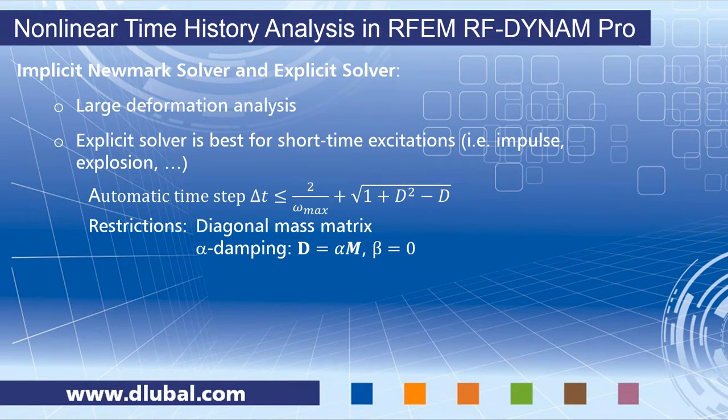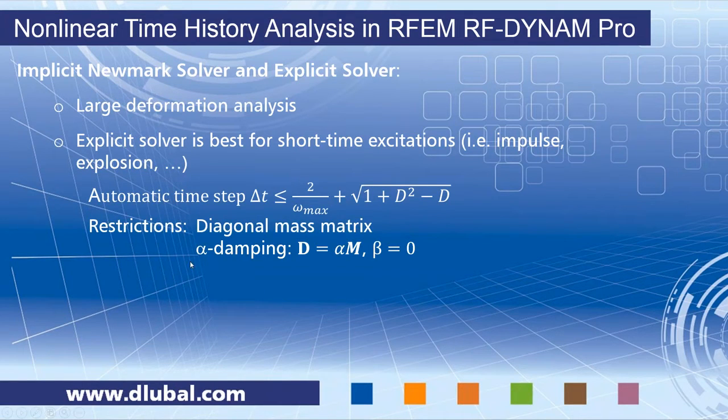This stability limit is determined with the smallest finite element length. Here the formula is provided, but the omega max is not known by RFEM itself, so it is approximated with the smallest finite element length. This is the automatic time step evaluation, but you are allowed, and it is often required in RFEM, to define an even smaller time step manually. The explicit solver in RFEM has some restrictions. It is only working for a diagonal mass matrix and also for a diagonal damping matrix.